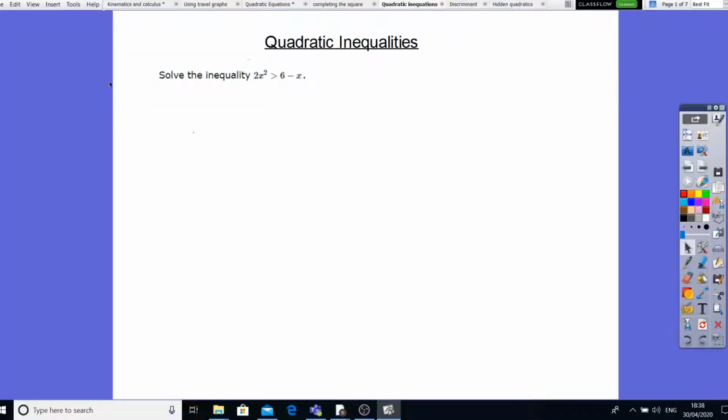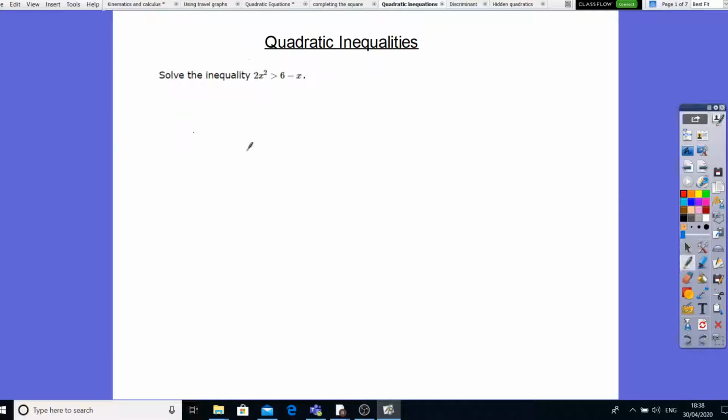Okay, we're going to look at quadratic inequalities. So let's have a go. Solve the inequality 2x squared greater than 6 minus x. Okay, first thing to do is to bring all the terms on one side and then leave 0 on the opposite side. So what I'm going to do is I'm going to leave x squared positive.